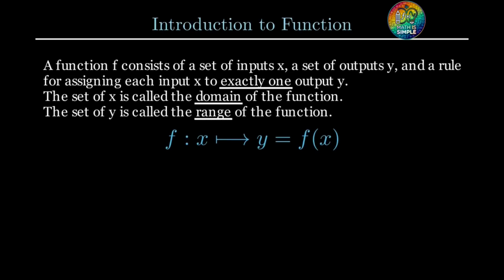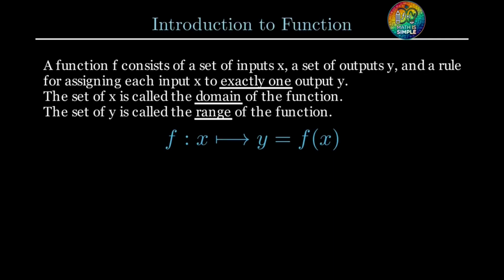By definition, a function f is a specific type of mathematical relationship. It consists of a set of inputs x, a set of outputs y, and a strict rule. This rule dictates that for every unique input x, there is exactly one output y. We call the entire set of inputs the domain, and the resulting set of outputs the range.